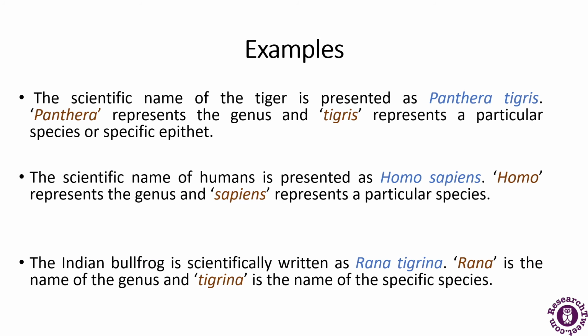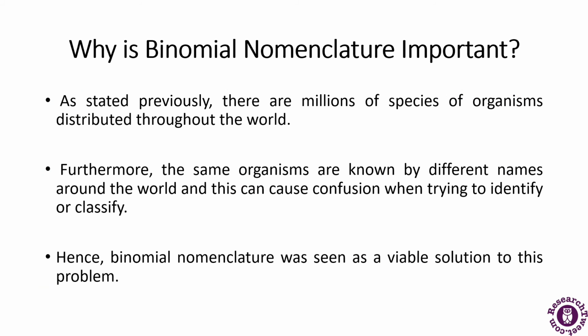There are a few examples as well. Tiger, I have already told you. Then comes Homo sapiens, which I have already told you. And the Indian bullfrog, which is scientifically written as Rana tigrina. Rana is the name for the genus and tigrina is the name for the species. So in this way, these are written.